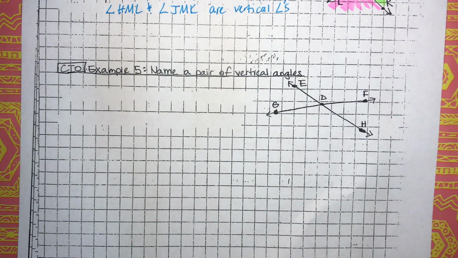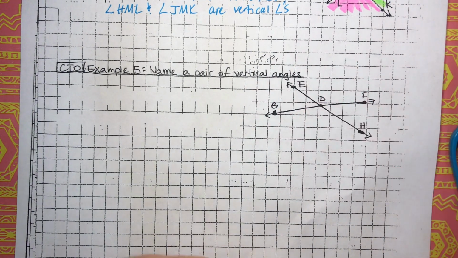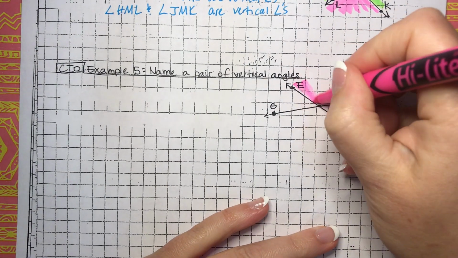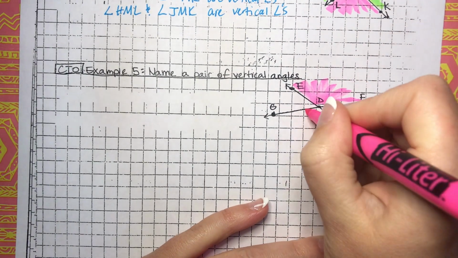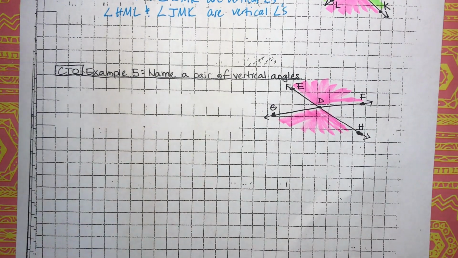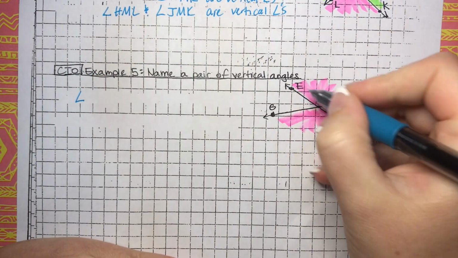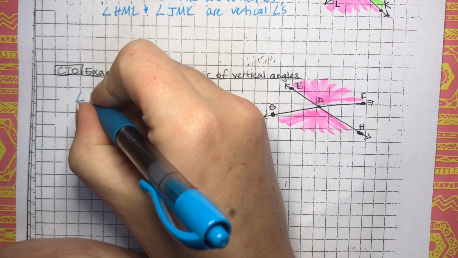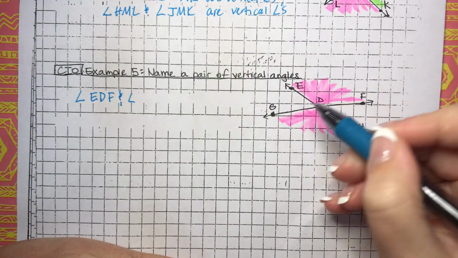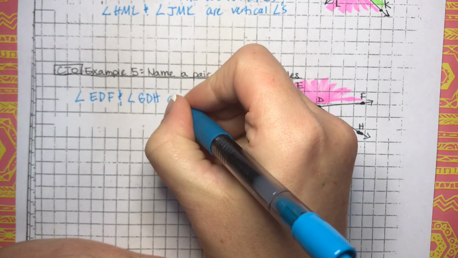All right, we're back. Let's go ahead and list the vertical angles. They're formed by two intersecting lines, which is what we have here. So one set of vertical angles would be these angles right here. So I'm going to call those angle EDF and angle GDH. They are vertical angles.